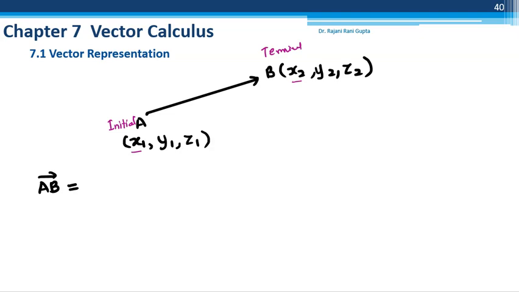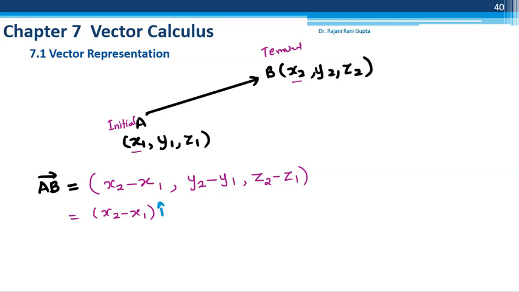So the vector AB in the component form will be x2 minus x1, which is the component along the x-axis, y2 minus y1, and z2 minus z1. If we write it in the standard form, we write x2 minus x1 with i cap, the unit vector in the direction of the x-axis, y2 minus y1 times j, and z2 minus z1 times k cap.